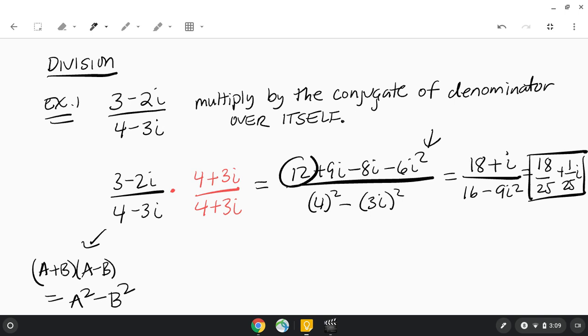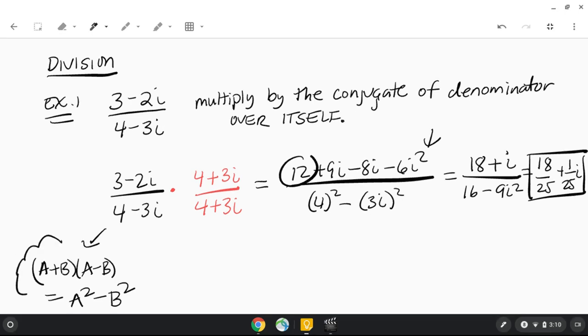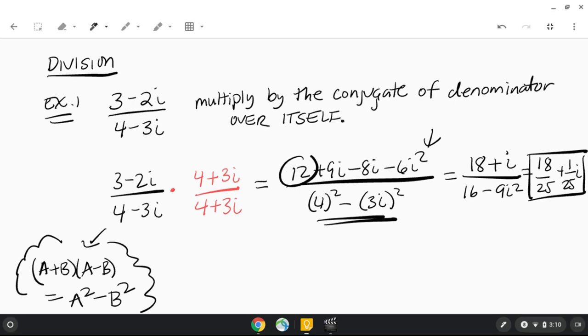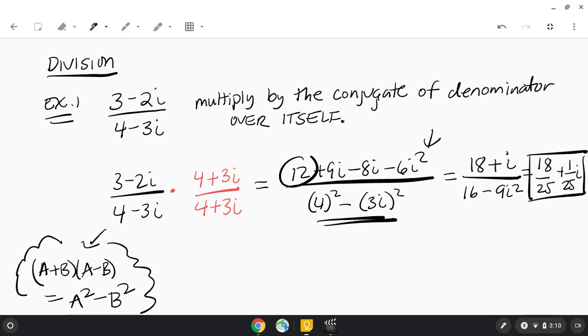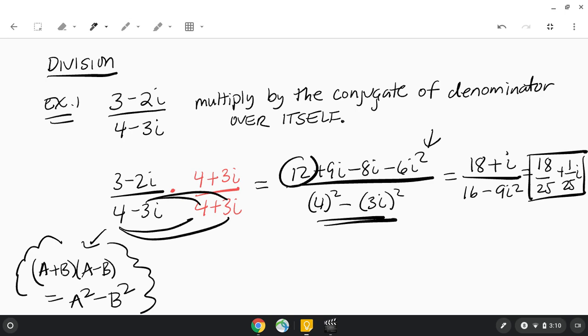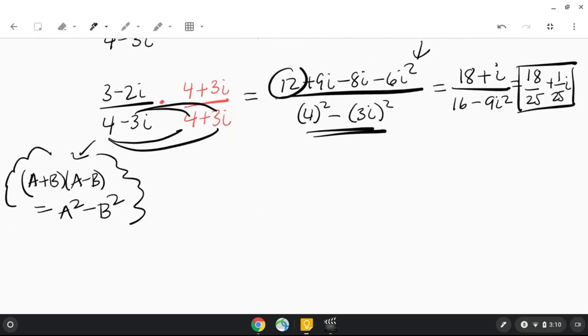So hopefully you understand this part over here. If you didn't understand that part and how I got this denominator here, then just go ahead and work this out. 4 times 4, 4 times 3. And then do negative 3i times 4, negative 3i times 3i. You'll get the same answer. It's just if there are shortcuts, then why not use them? Especially if they were shortcuts you learned in previous math classes.